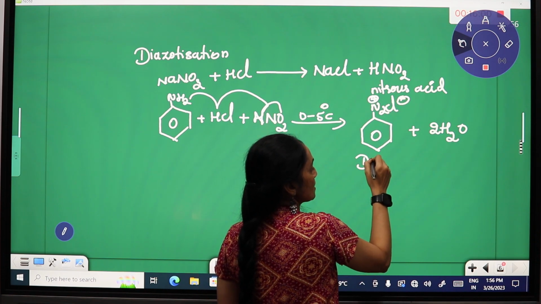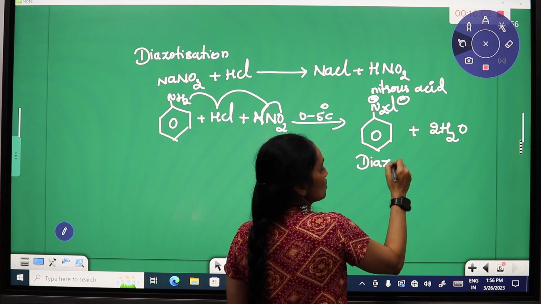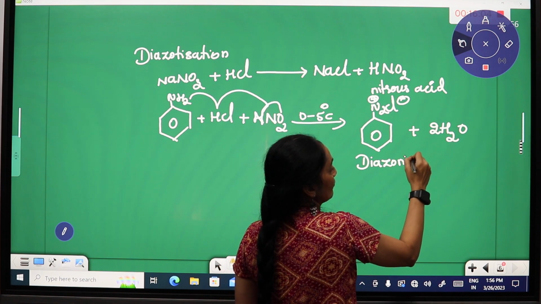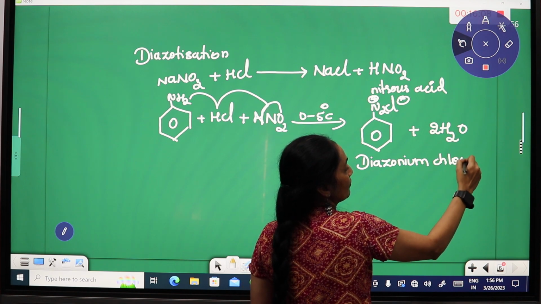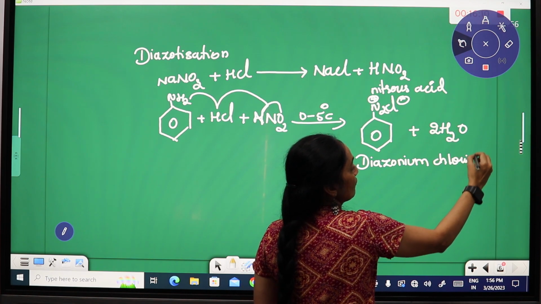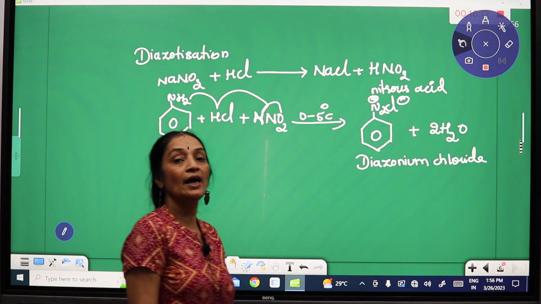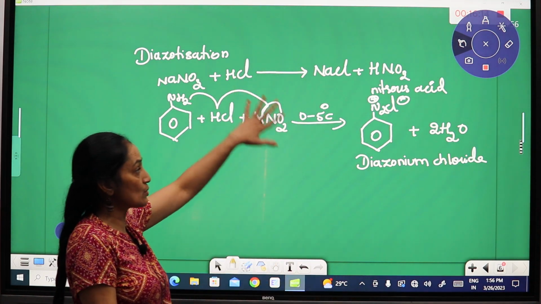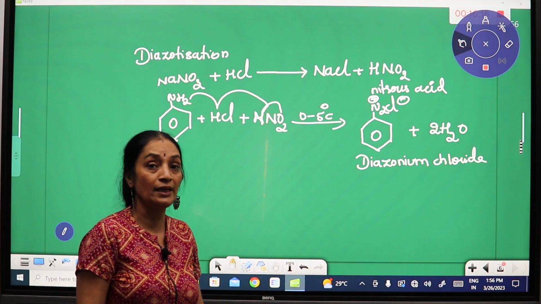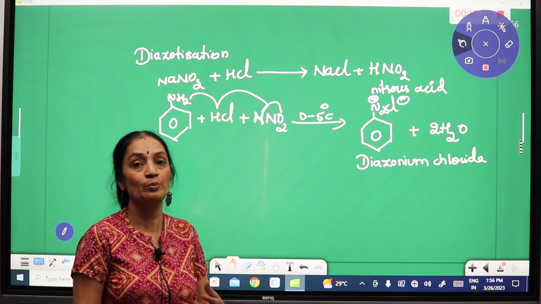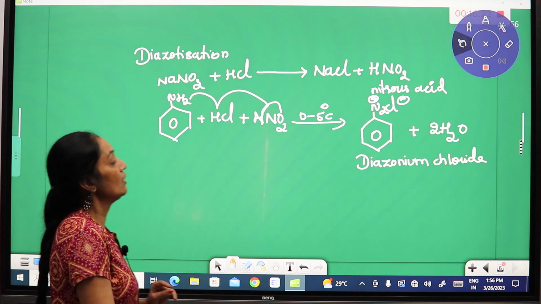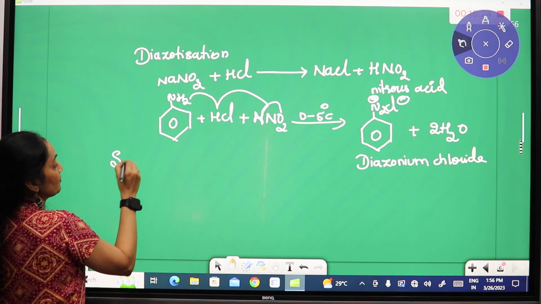This we call diazonium chloride. The complete process we call diazotization. Now, the compound we are going to prepare is haloarenes, which we call the Sandmeyer's reaction.